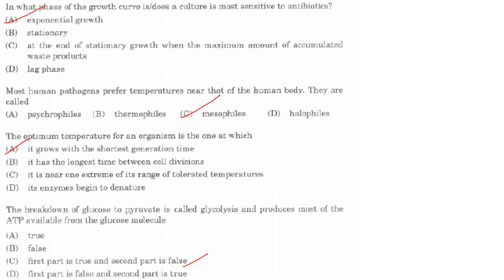Then optimum temperature for an organism is one at which it grows with the shortest generation time. That is the optimum temperature. Answer is option A.